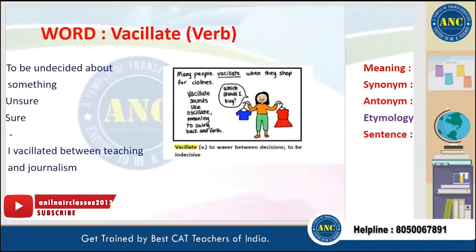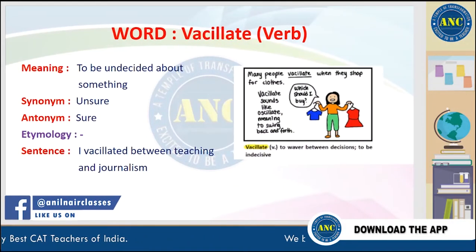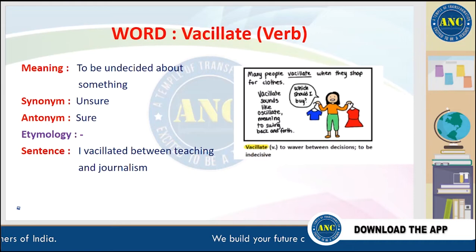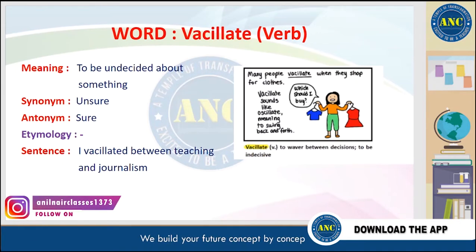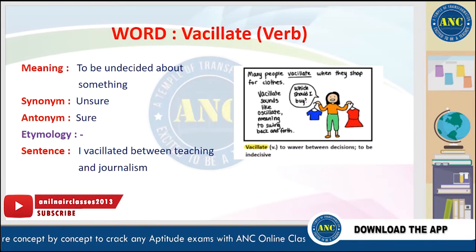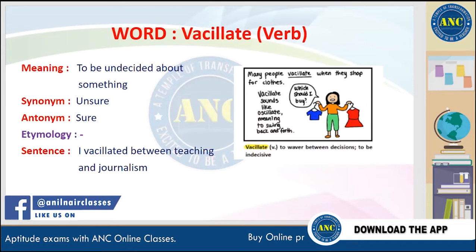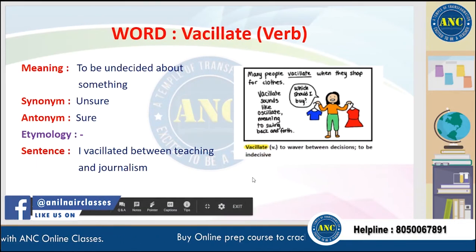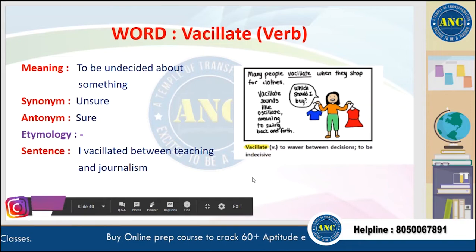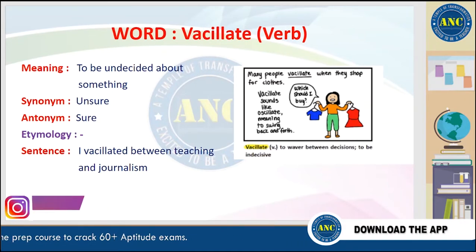Moving on to the next word, vacillate. It means to be undecided about something. A synonym is unsure and an antonym is sure. A sentence is, I vacillated between teaching and journalism. You can also remember that vacillate sounds like oscillate, which means to swing back and forth.